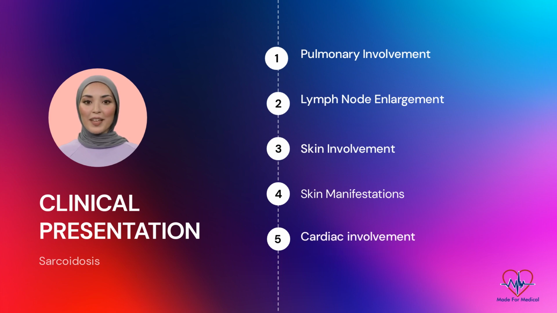Cardiac involvement. In some cases, sarcoidosis can affect the heart, leading to arrhythmias, heart failure, or conduction abnormalities. These cardiac manifestations may cause symptoms such as palpitations, chest pain, shortness of breath, or lightheadedness.